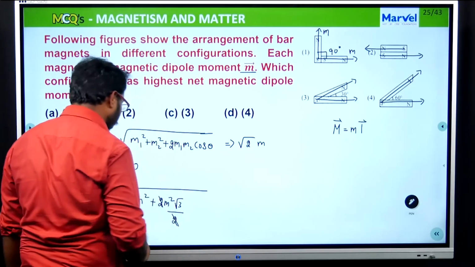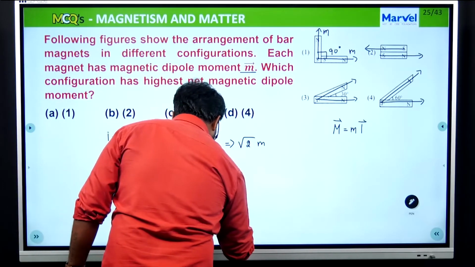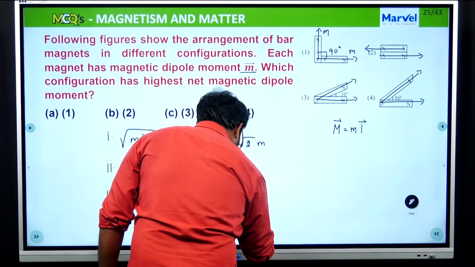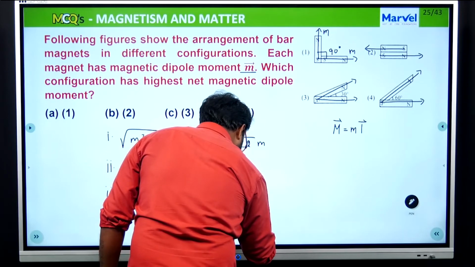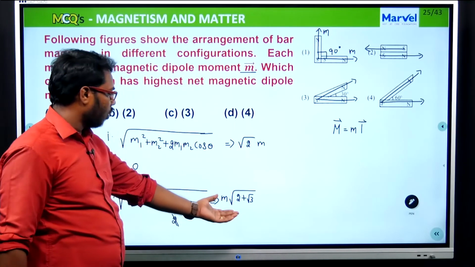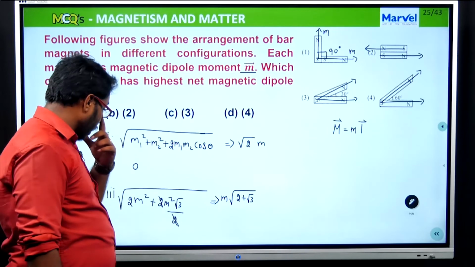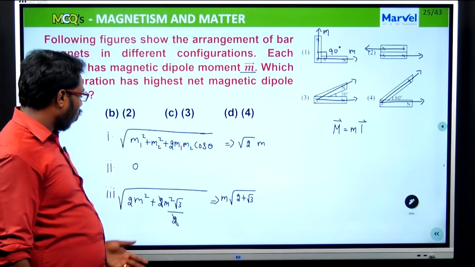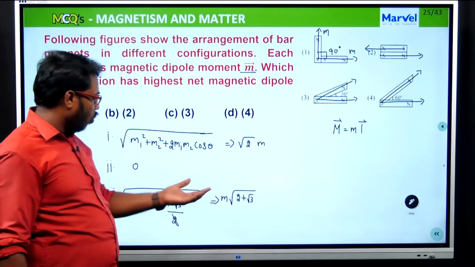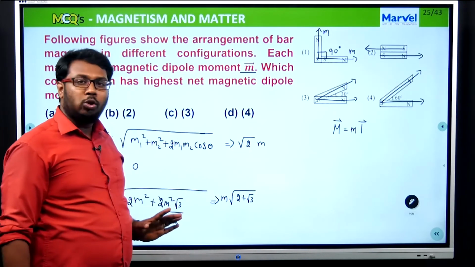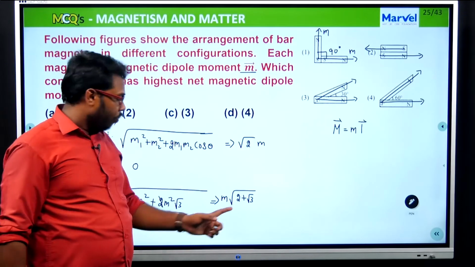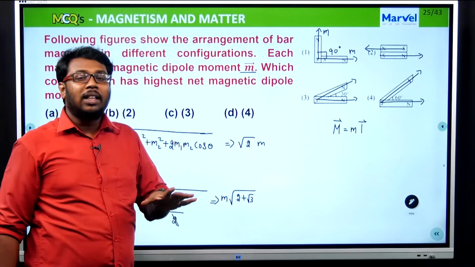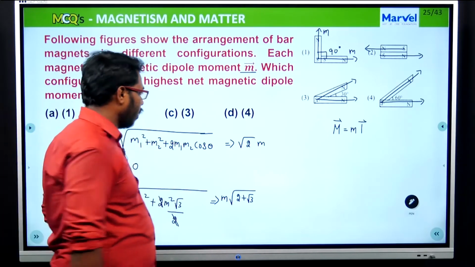So 2 and 2 will go down. What we are left with is m into root of 2 plus root 3. Okay, so what I can say is the value for root 3 is 1.7. So 1.7 plus 2 is 3.7. So the value of the whole thing is close to root 3.7. Okay, keep that in mind.